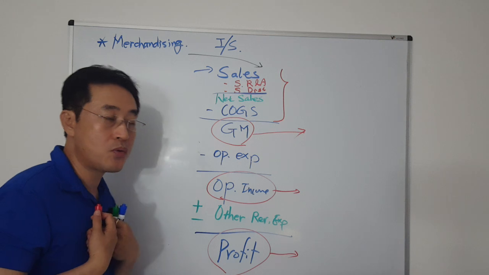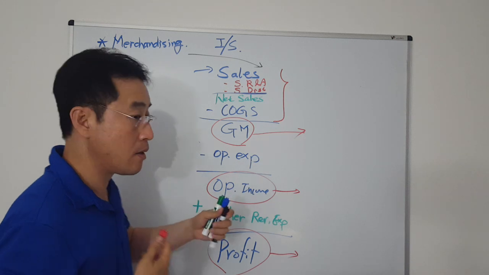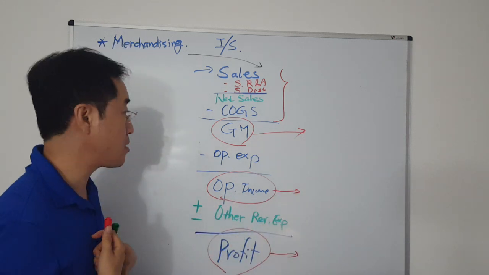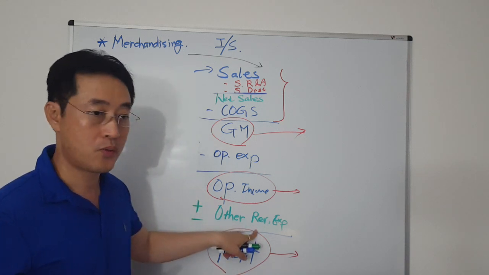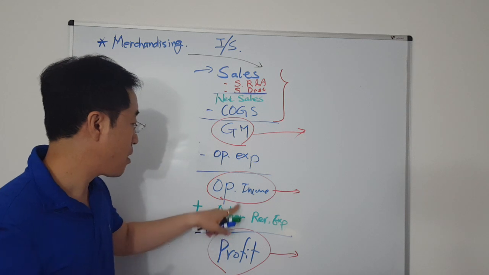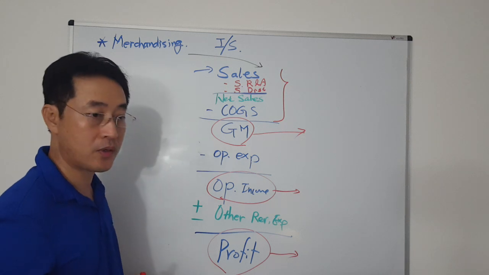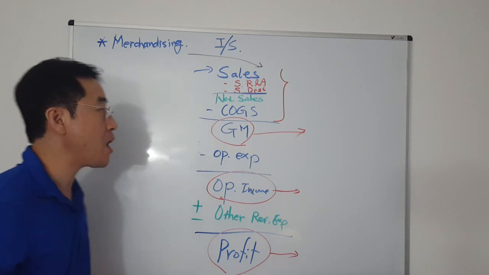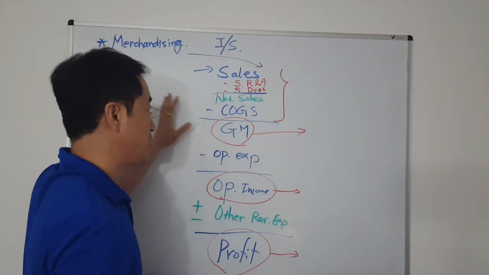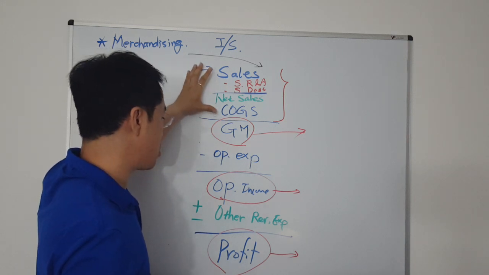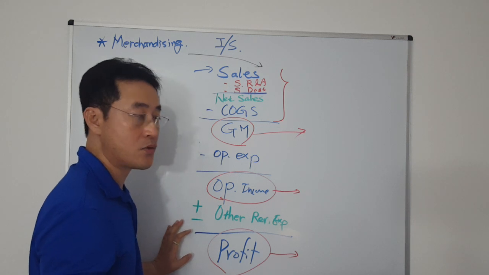Then I borrow the money to expand my business. Then when I pay for interest, that's not actually directly from operating activity. So we record just below operating income as part of other expense. Finally, we're going to get the profit. So by using multi-step income statement, we can have more refined information from income statement. Gross margin, operating income, and profit. Understand?